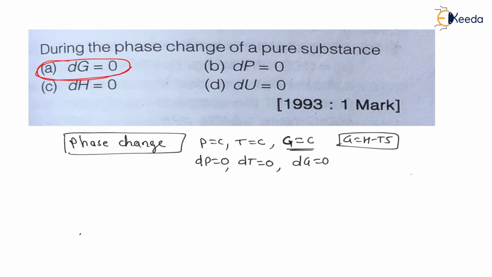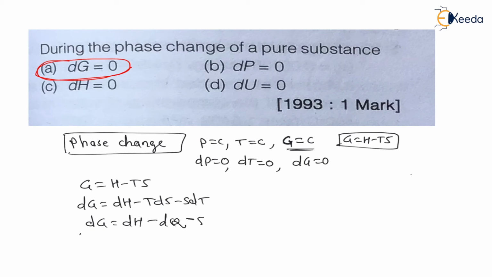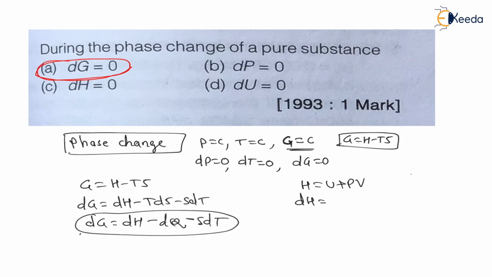Option A is 100% correct, because this Gibbs function G is nothing but H minus TS. Therefore, change in Gibbs function will be dH minus T dS minus S dT. This is the mathematics, right? Therefore, this change in Gibbs function is equal to dH minus T dS, and T dS is nothing but heat. Therefore, dH minus dQ, minus S dT, right? Again, we know that enthalpy H is equal to U plus PV. Therefore, change in enthalpy is equal to dU plus P dV plus V dP.